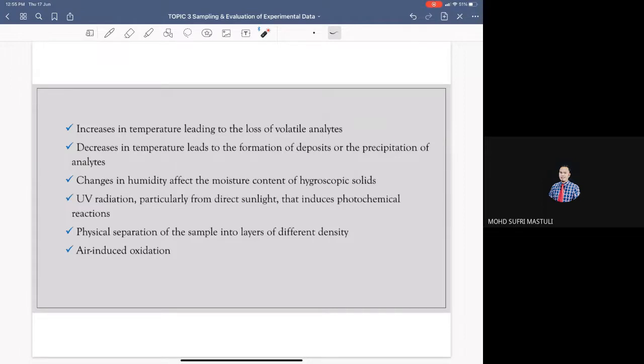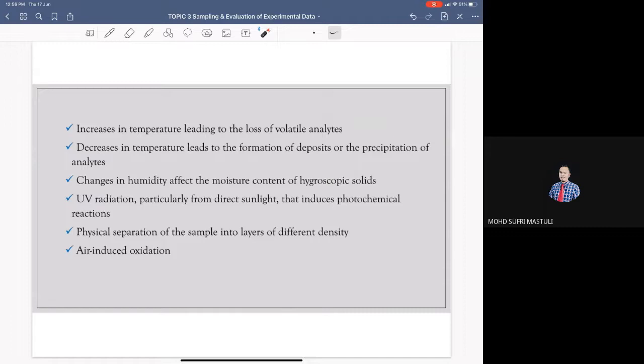Also, remember that during sample storage, if the temperature around the storage bottle increases, it will enhance the evaporation process, so the volatile analyte will be evaporated. Meanwhile, if we decrease the temperature, let's say we put the sample in the freezer, it will form a deposit or precipitation of the analyte. The analyte will be deposited or will form a precipitate.